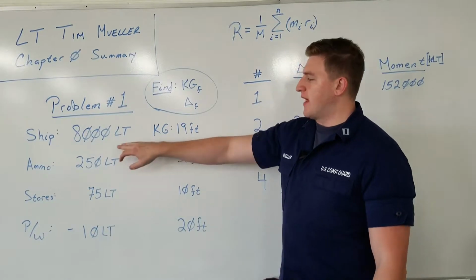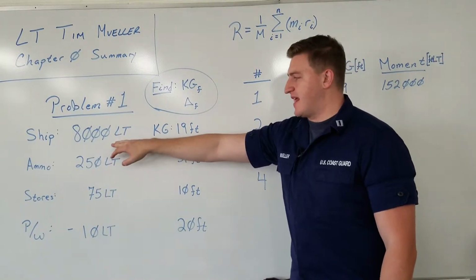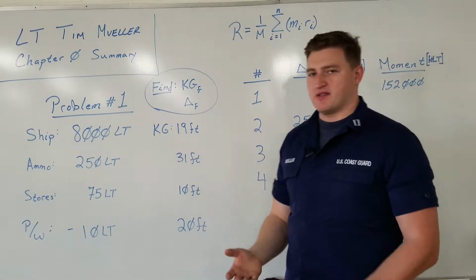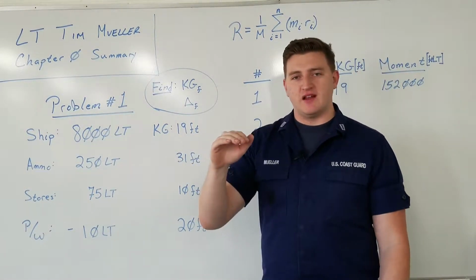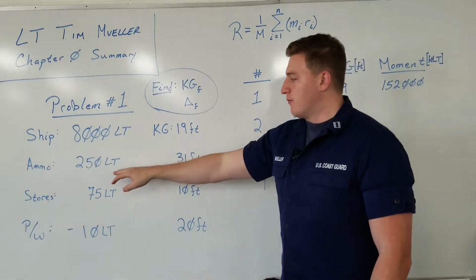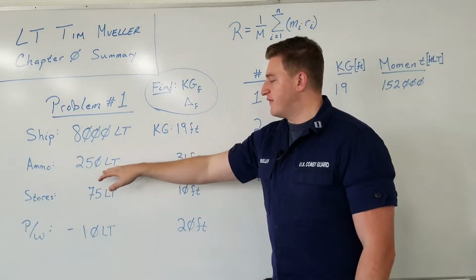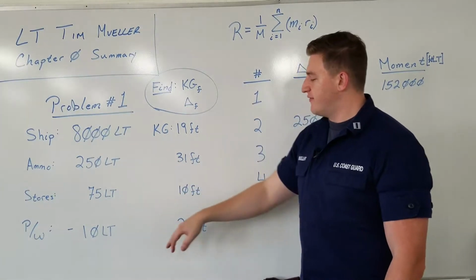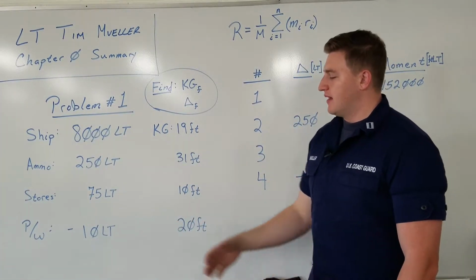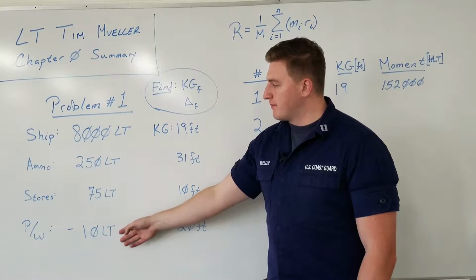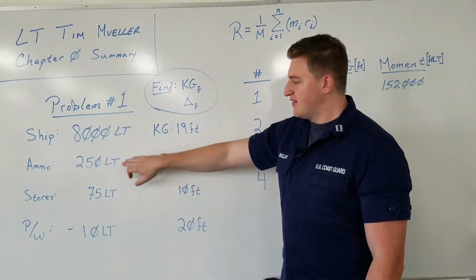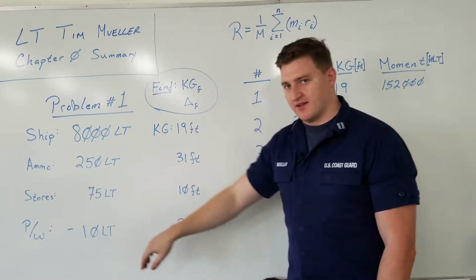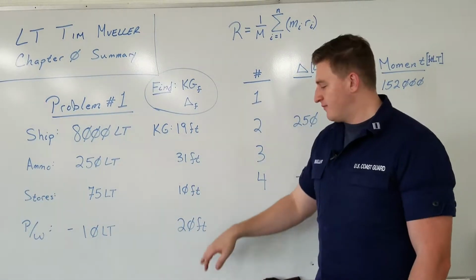Over here, we have a ship whose original displacement was 8,000 long tons with a KG at 19 feet. That means the center of gravity of the ship was 19 feet away from the keel. We unloaded some ammo, 250 long tons at 31 feet, as well as some stores, 75 long tons at 10 feet. We also removed some potable water. So instead of adding this weight, which is a positive value, we have a negative value, negative 10 long tons, and the center of gravity of that was at 20 feet.